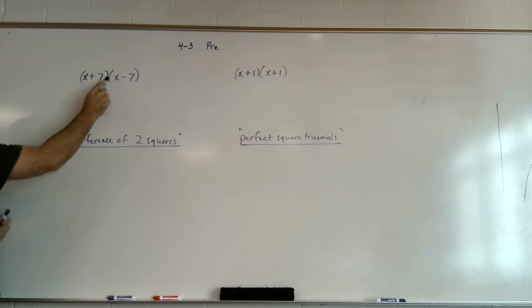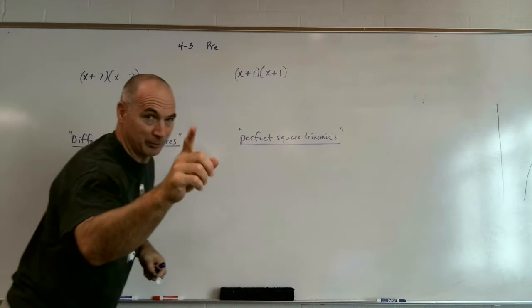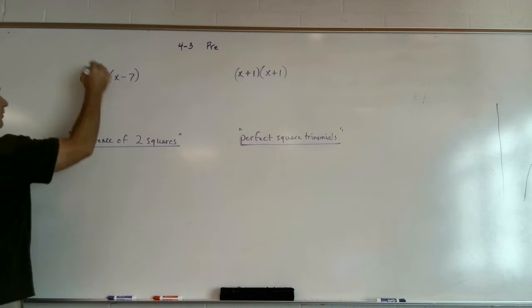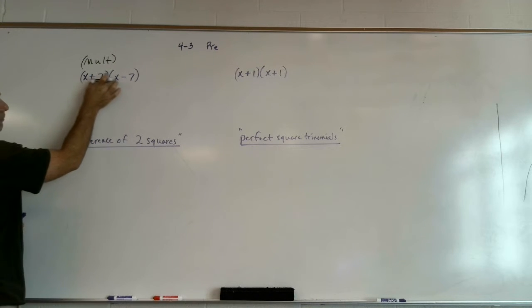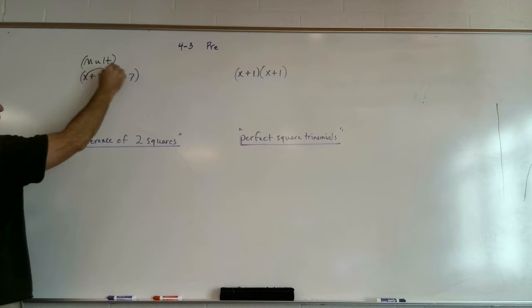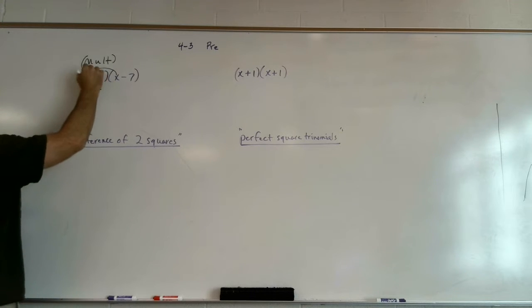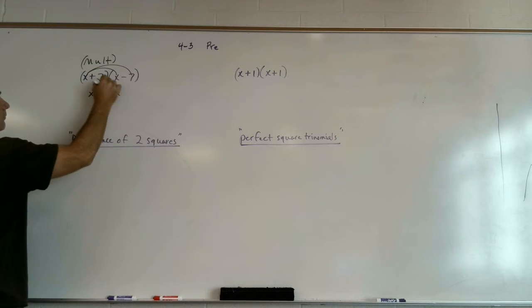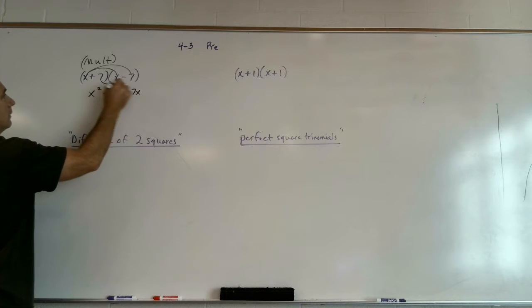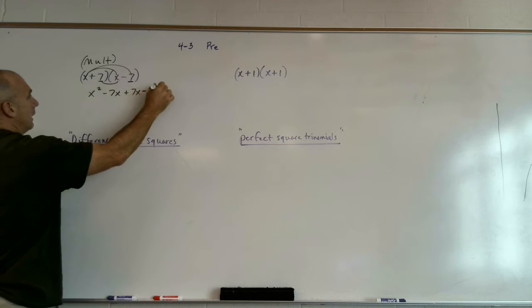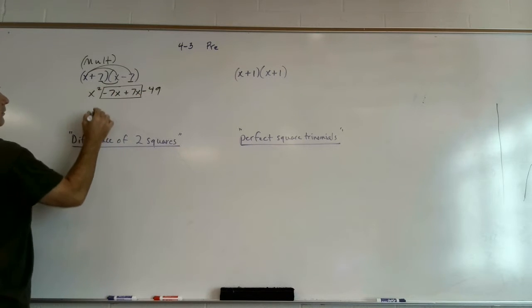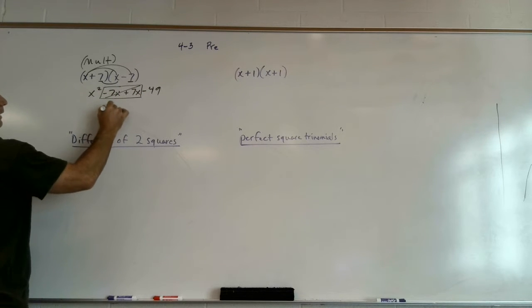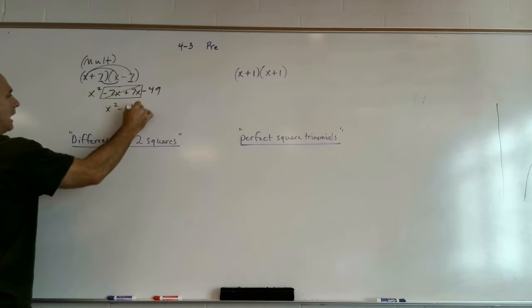But let's say this was the math problem. And maybe you can already see where I'm going with this. This is actually asking us to multiply because we got a set of parentheses right next to each other. So we're going to go first, outside, inside, and then last. And now look what happens. These cancel. And we end up with x squared minus 49.